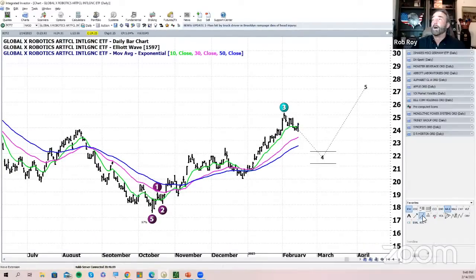Another thing that we could watch, which is right here, is this area of support at 24, which it went sideways, held, and broke back to the upside today.